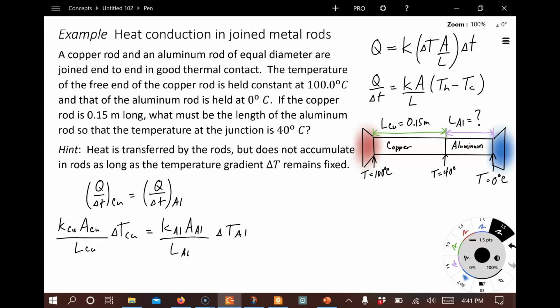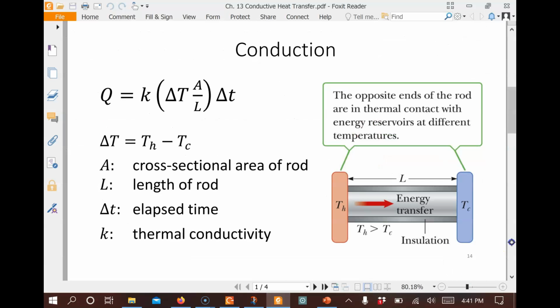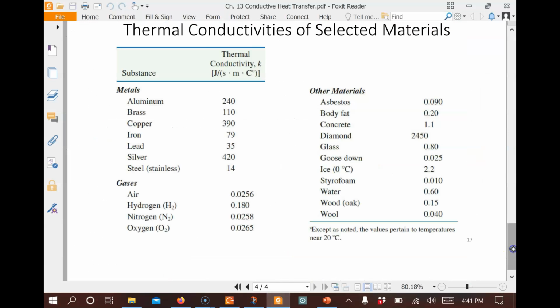So let's see if we can figure out some of these things here. So for copper, maybe here. For aluminum, here. What do we know about the thermal conductivities? Well, we have to go ahead and look those up. So let's go ahead and do that. So for copper, we've got 390, and notice the units are joules per second meter degree Celsius. For aluminum, we've got 240.